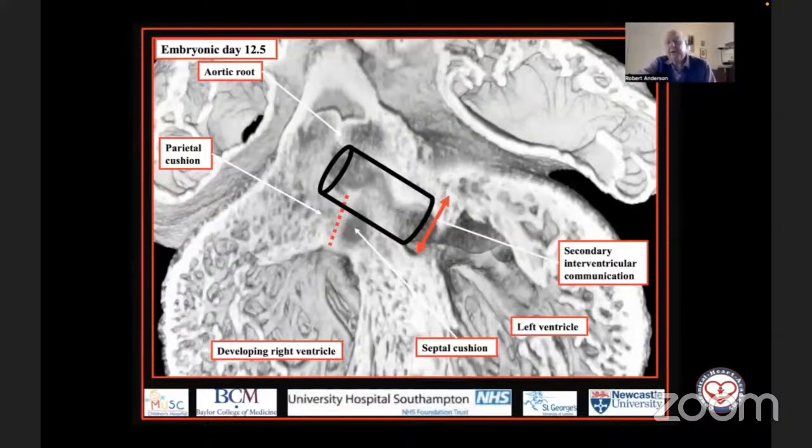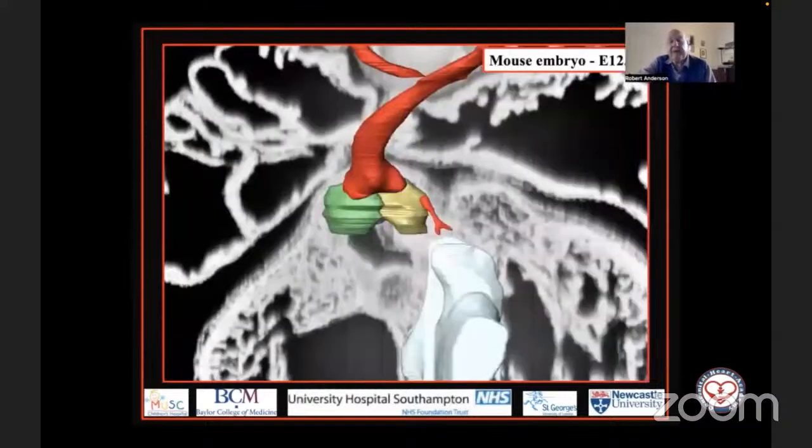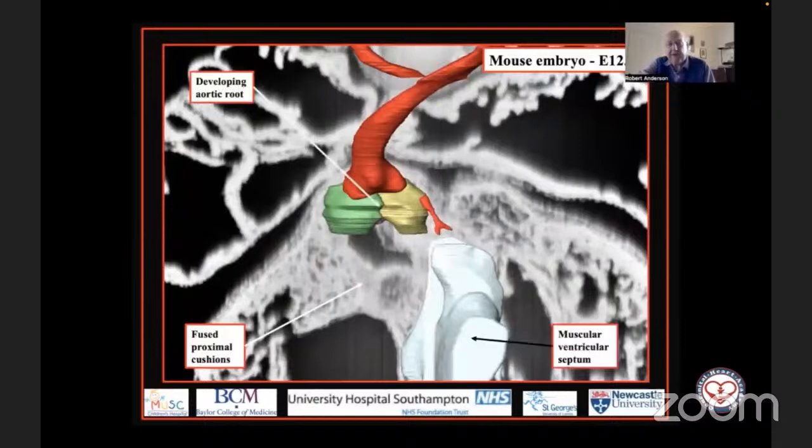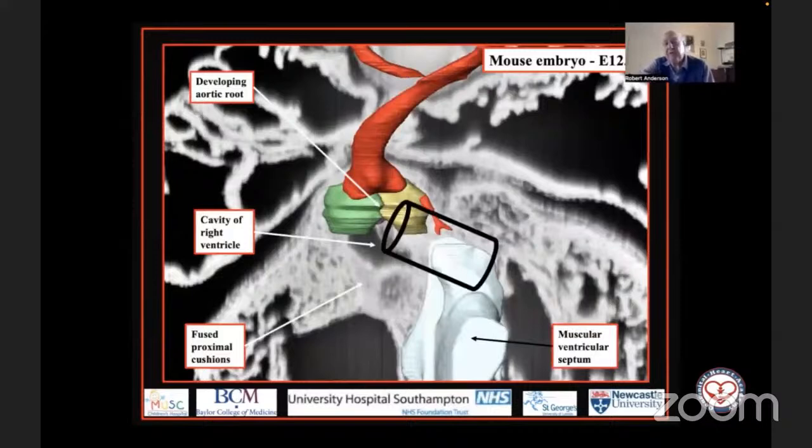Now, Simon's also made a very nice reconstruction of this same data set. Here it is. It's exactly the same data set. There you see the partition that has been built by fusion of the cushions. And what I hope you can see now is that beneath the aortic root, there is the cavity of the right ventricle. But by building the shelf and through this tunnel, the cavity of the right ventricle is put into continuity with the left ventricle.